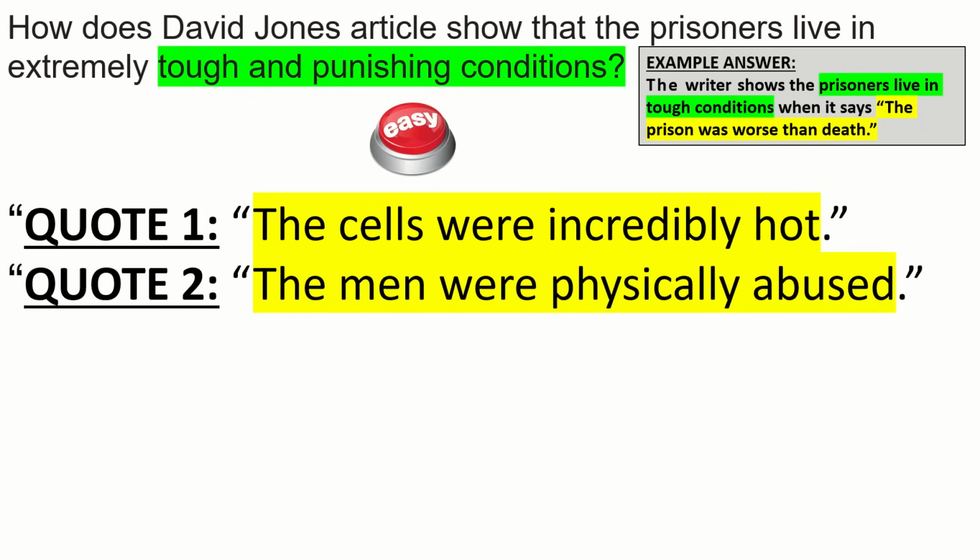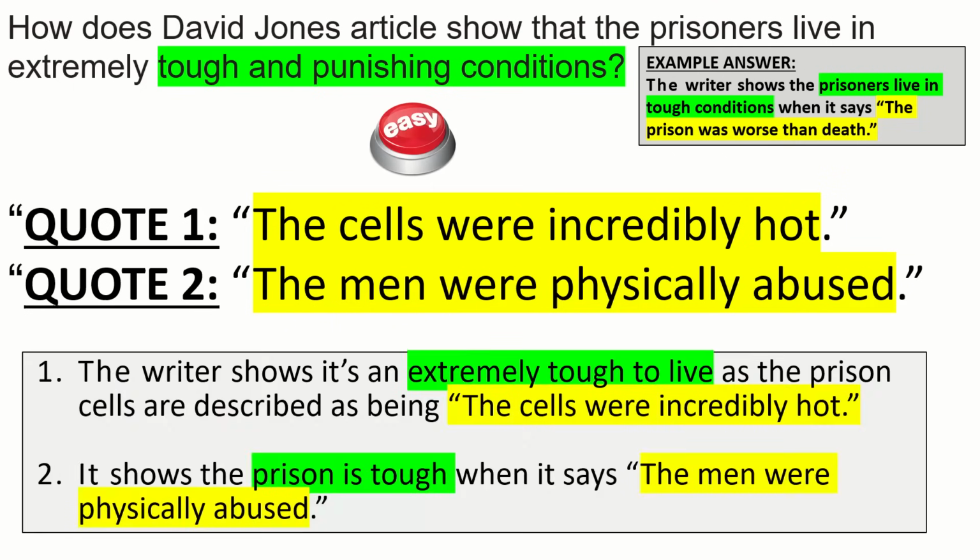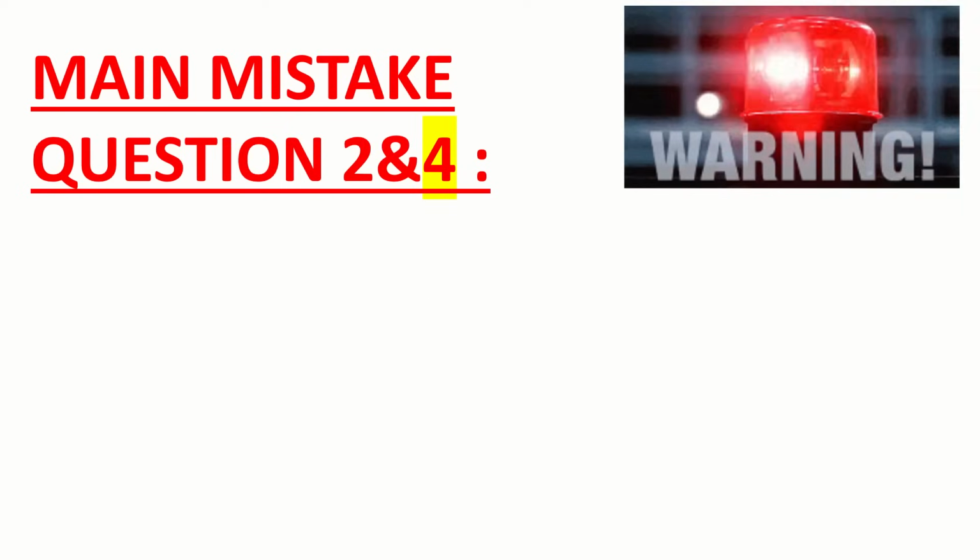So again, for these ones, you could put, the writer shows it's extremely tough to live as the prison cells were described as incredibly hot. It shows the prison is tough when it says the men were physically abused. So really simple quotes, don't bother explaining it, just take your marks and move on.